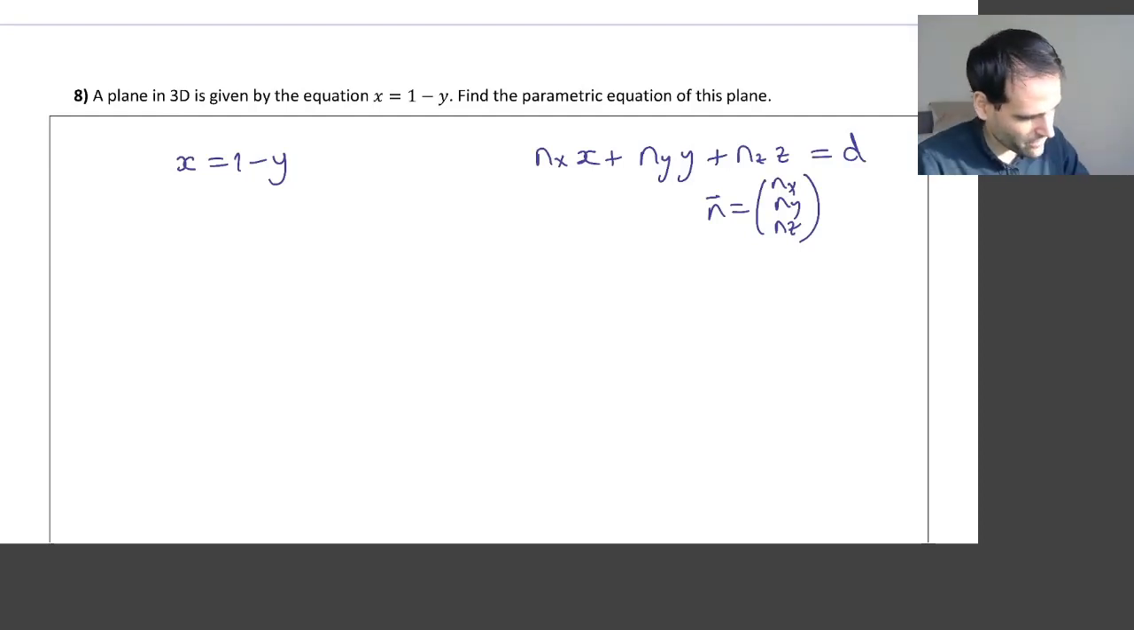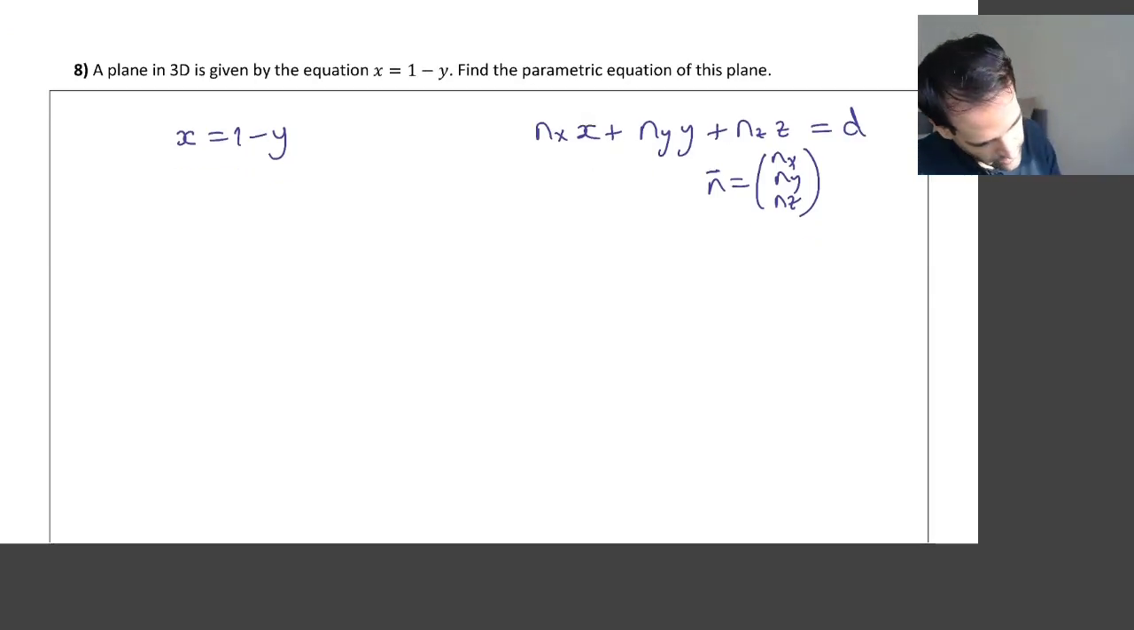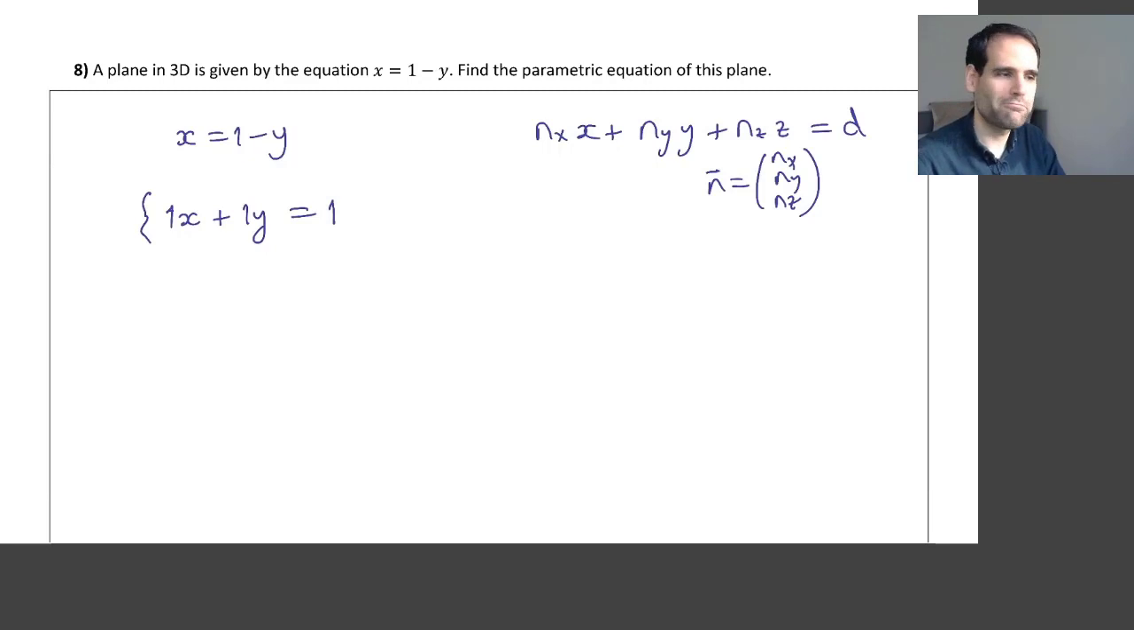But this is the method that we were doing in chapter 1. Or we could do Gaussian elimination. How can we do Gaussian elimination? Well, you can say that this is 1x plus 1y equals 1. It's a single equation with 2 variables, okay? So how stupid would it be to just write it as an augmented matrix?